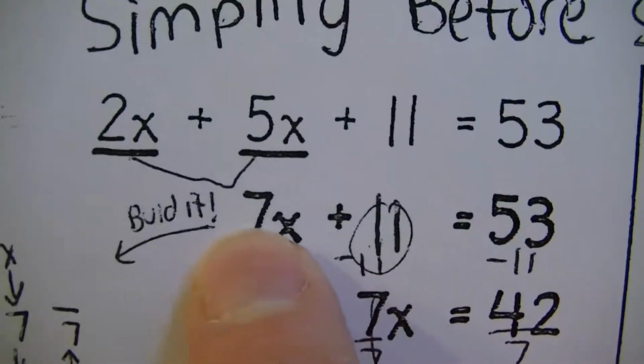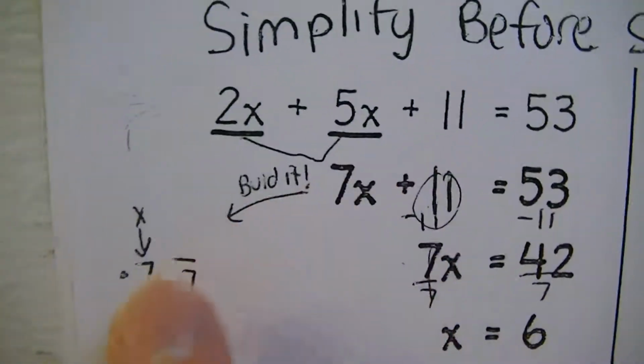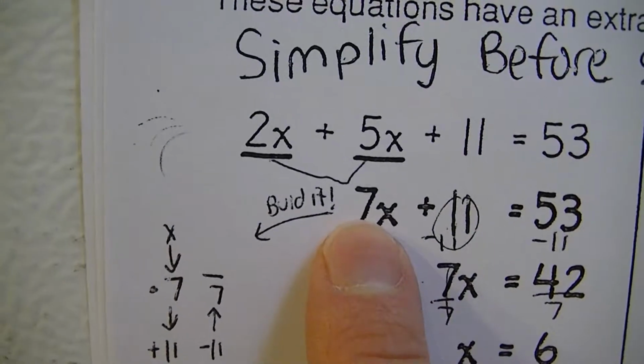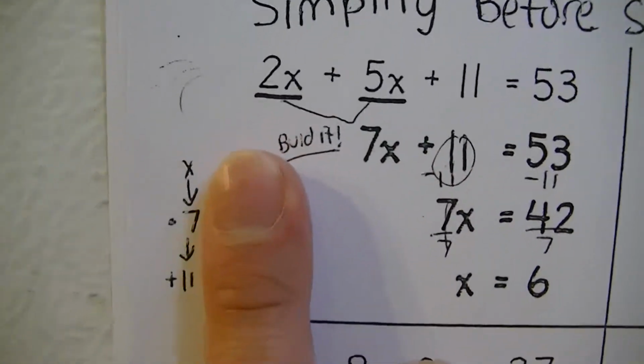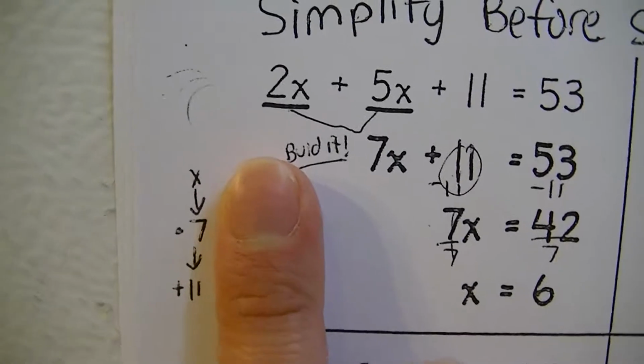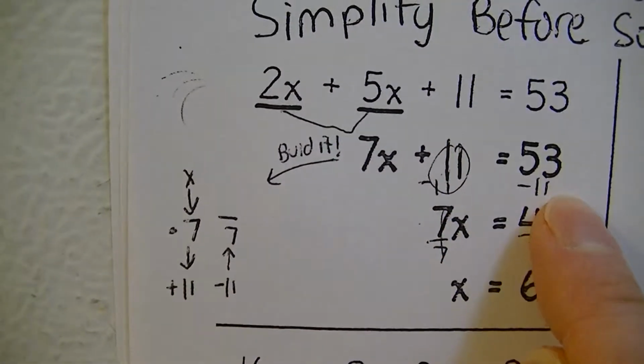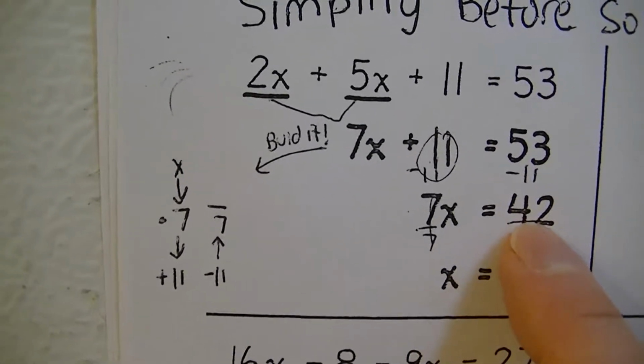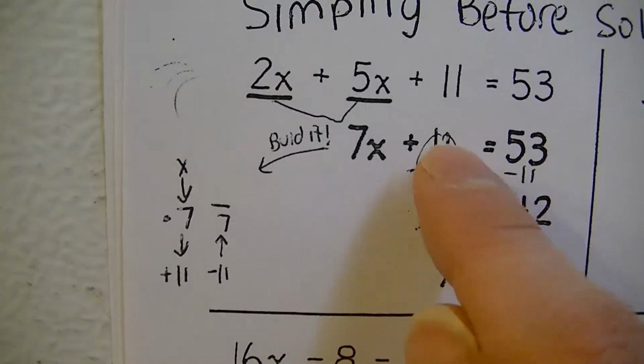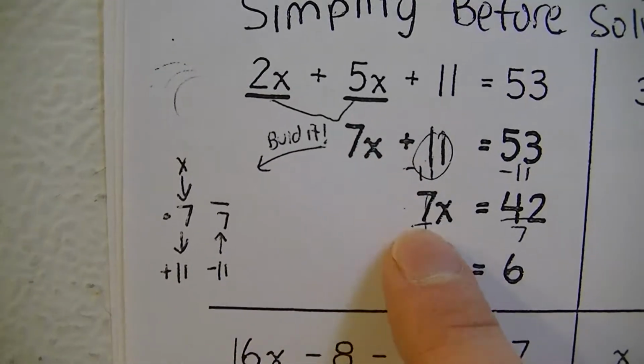Okay? Then from there, you're going to build that particular problem. Started with x, multiplied it by 7, then we added 11. So that's what we set up right there. The inverse operation of adding 11 is to subtract 11, so we subtracted 11 from both sides. 53 minus 11 is 42. 11 take away 11 is 0, so then you bring down your 7x.